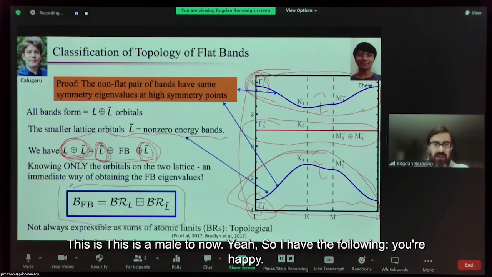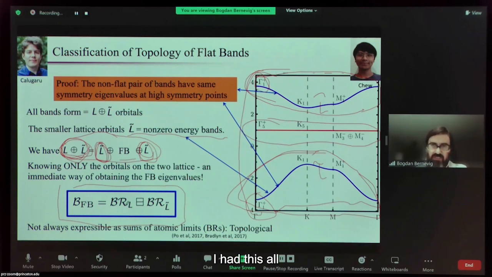theoretically written. This BR means band representation, which in Zach language means atomic limit, can be written as the atomic limit on the L lattice minus, and this minus is important, the atomic limit on the L tilde lattice. Okay, because I have here only one L tilde, but here I have two. So when I try to find the eigenvalues of the flat band, I would have to do a subtraction.